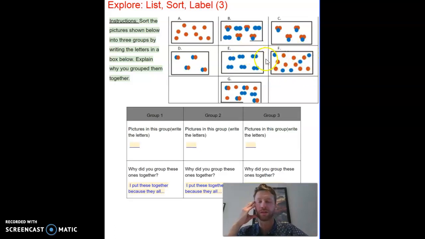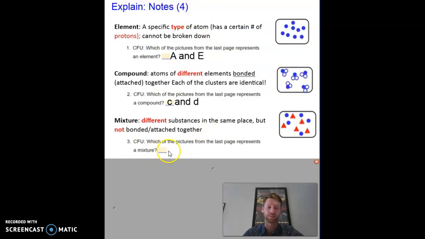F is also a mixture. It has blue circles and red circles mixed together. And finally, G is a mixture. G actually has three things going on. These blue and red circle compounds, these red elements by themselves, and these two blue elements stuck together. So that is a mixture as well. So B, F, and G are all mixtures.